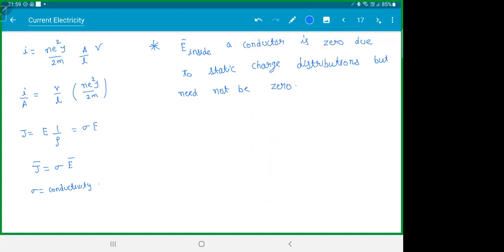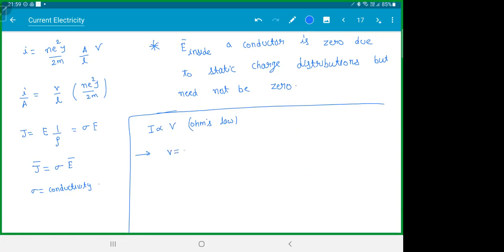I'll just summarize all the formulas we have done. You can note it down. We'll do questions based on that. So first thing, I is proportional to V is Ohm's law. Remember, don't write V is equal to IR. From there, we get the proportionality constant, V is equal to IR. So anything that obeys this formula is called an ohmic conductor. Every material need not obey this.